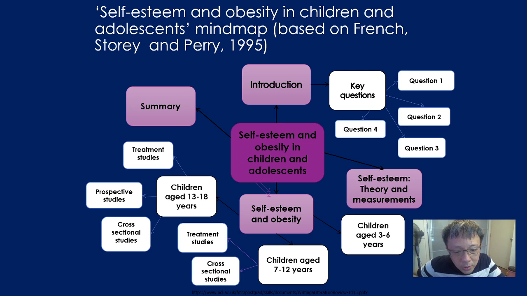So the question will come up. Okay, why do you want to do a cross-sectional study? All right. Why do you want to do a prospective study? Or why do you want to do a treatment study? So that's what you need to do. But you need to map it out. All right. And you want to know what information is there, so you can map it out clearly.